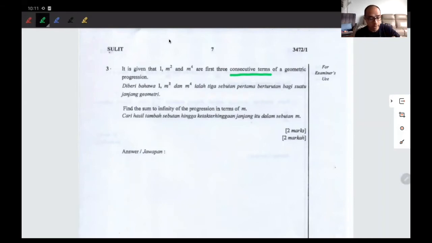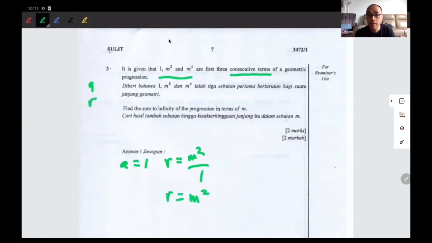Number 1, A equals to 1. Okay, because in a geometric progression, we have A and R, bahkan. Okay, A is the first term, R is the common ratio. Then R equals to M squared divided by 1. Okay, which is, since these are 3 consecutive. Okay, which means that R equals to M squared. Okay, even if you use the third one divided by the second one, also doesn't matter lah.